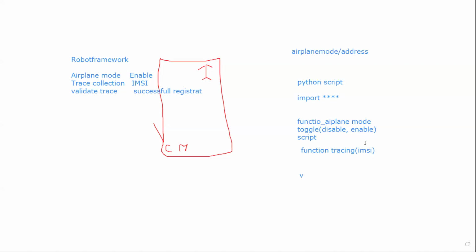Suppose for trace collection, it will call this function with this IMSI. So whatever arguments we pass here, that will be fed into this function. Validate trace, here it will call the third function. Suppose once registration is done, we are connected to a network. What else can we do? Anyone? What do you want to do now?